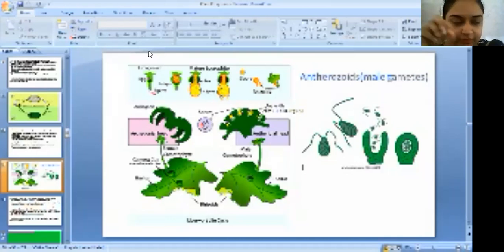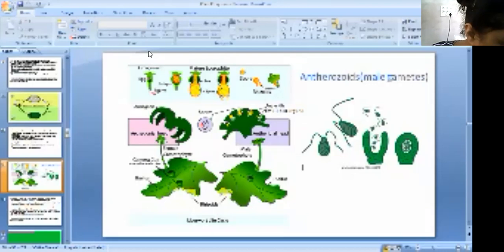The zygote now will form a multicellular body, which is a sporophyte, and this will undergo reduction division, meiosis, to produce haploid spores, and these now will germinate into gametophytes. Yes, the stage is gametophyte. Okay.